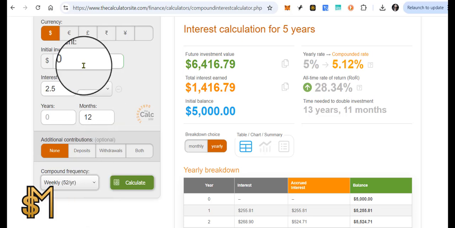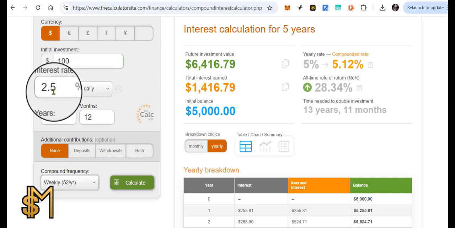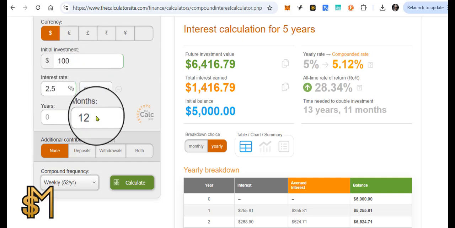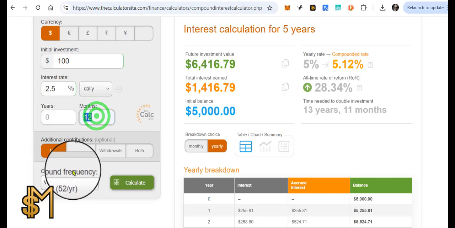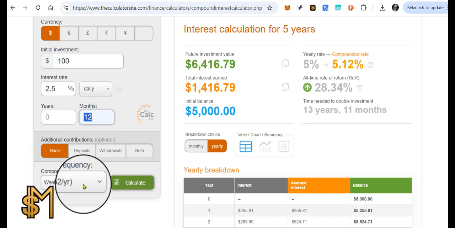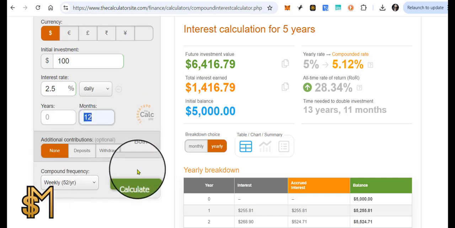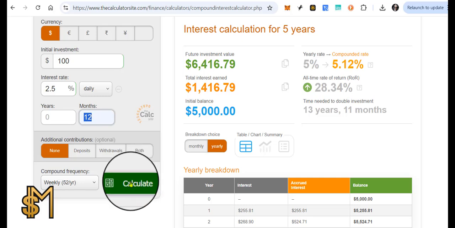So I have the $100 that you initially started with, 2.5% daily, 12 months, and then the compounding is weekly. Let me show you what this looks like. I'm going to click calculate.